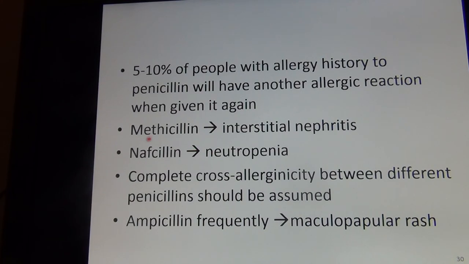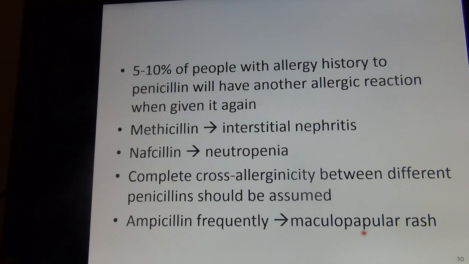Okay, ampicillin might cause interstitial nephritis, so involving the kidney, inflammation in the kidney, and then penicillin will cause neutropenia, affecting the white blood cells, which will go down. And also take note that there is complete cross allergenicity between different penicillins, so we have to assume that there is complete cross allergenicity between different penicillins, meaning that if you know that a patient is, for example, allergic to methicillin, you have to assume that the patient will develop the same allergic reaction when given another penicillin, for example, nafcillin.